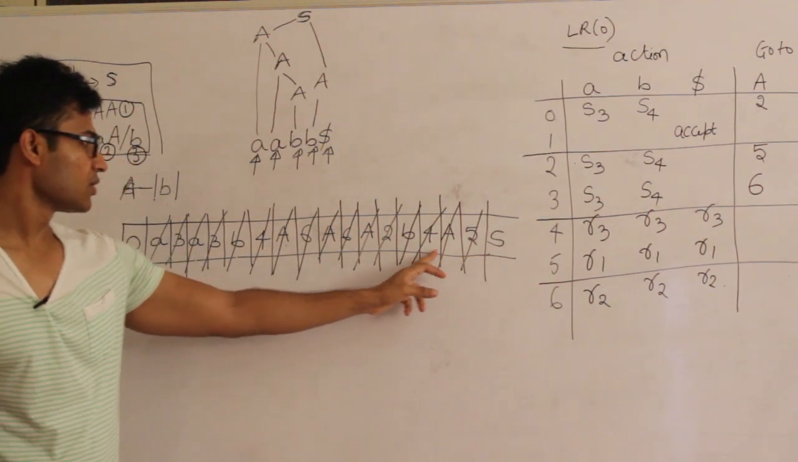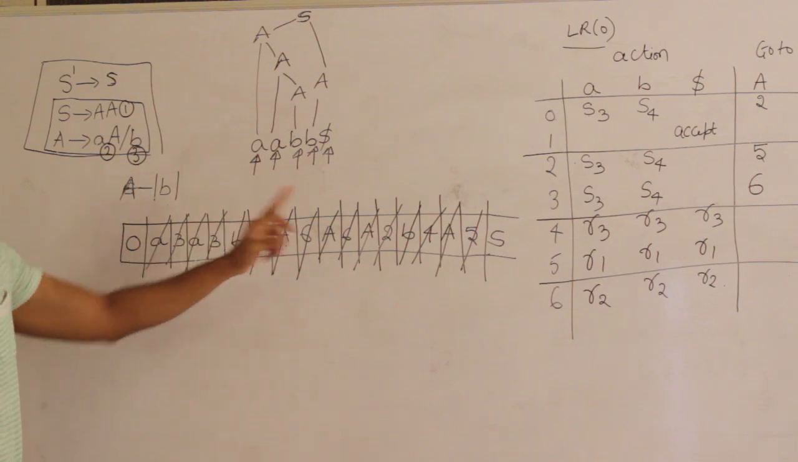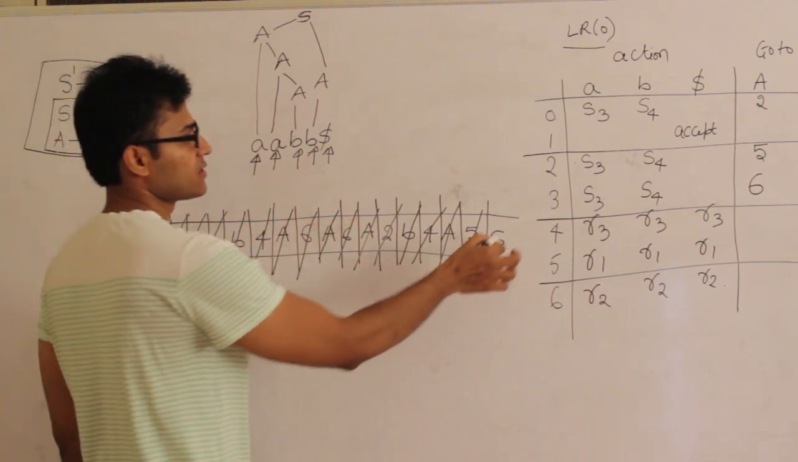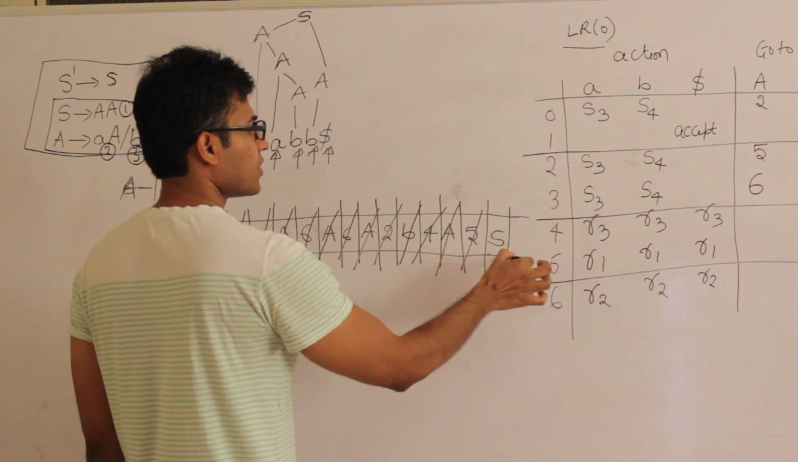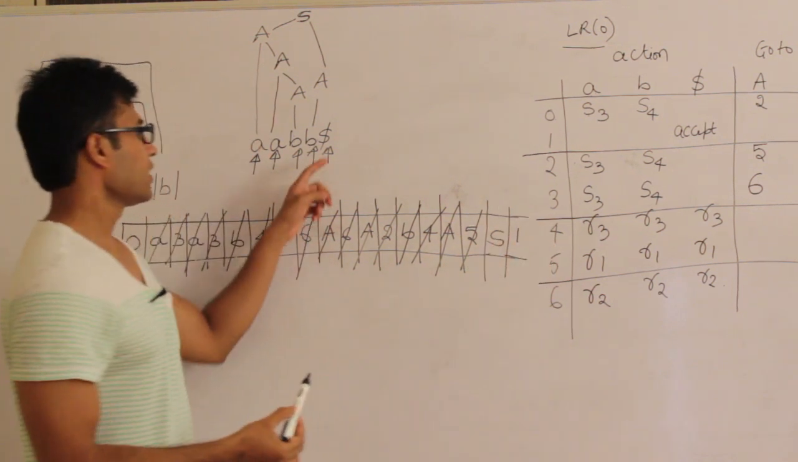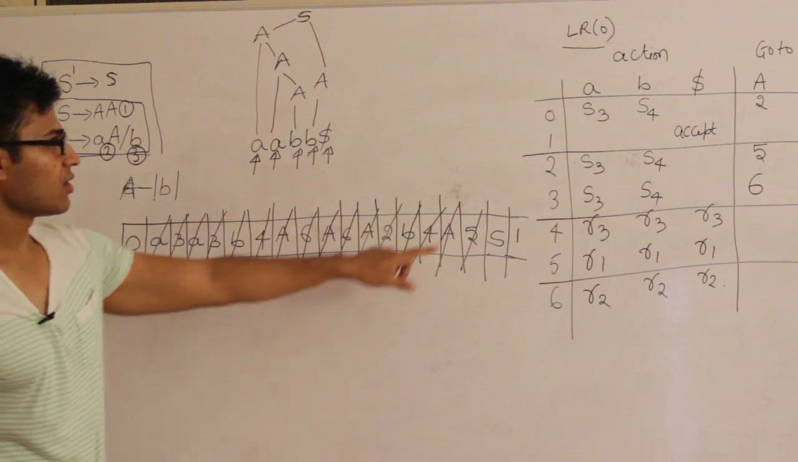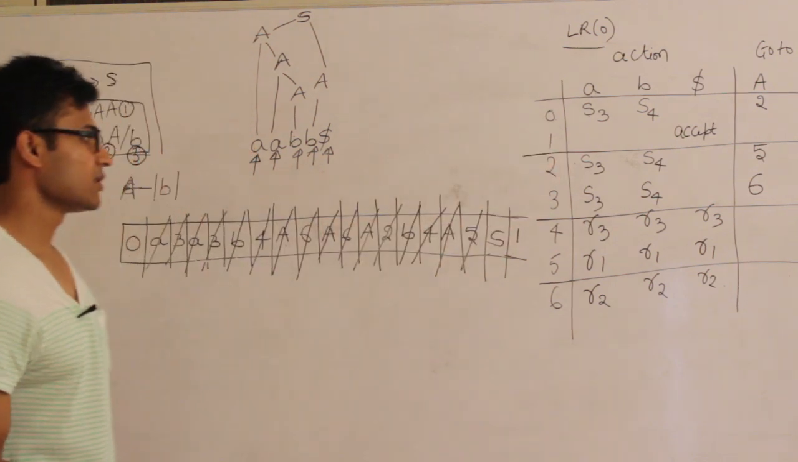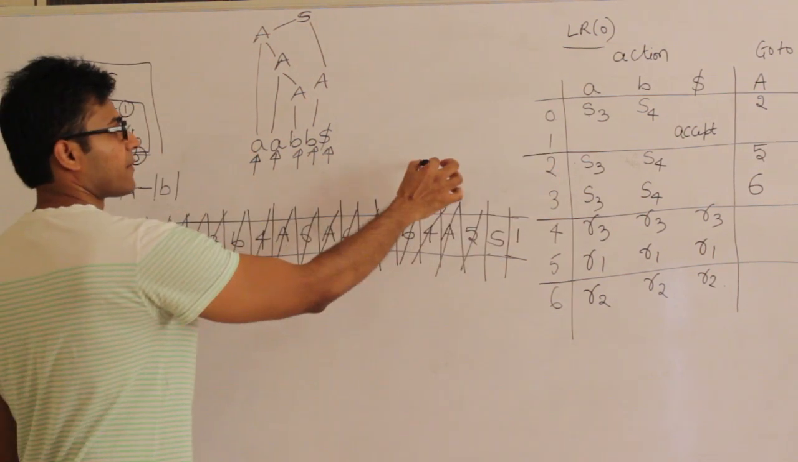What is below S now? Below S there is 0. What is 0 on S? 0 on S it is 1. We have reached state number 1 and the input is dollar. Now what is 1 on dollar? Accept. Therefore we are going to accept it.